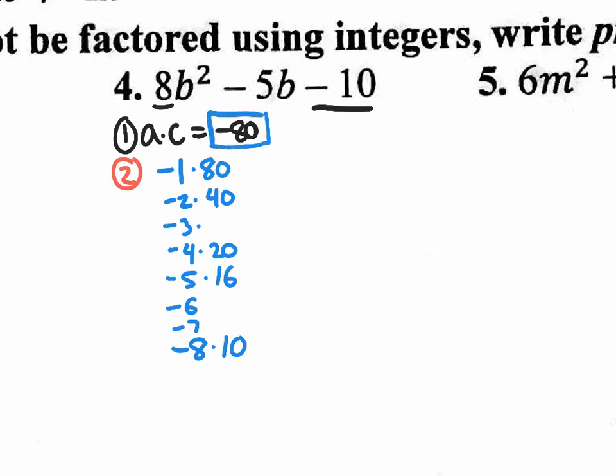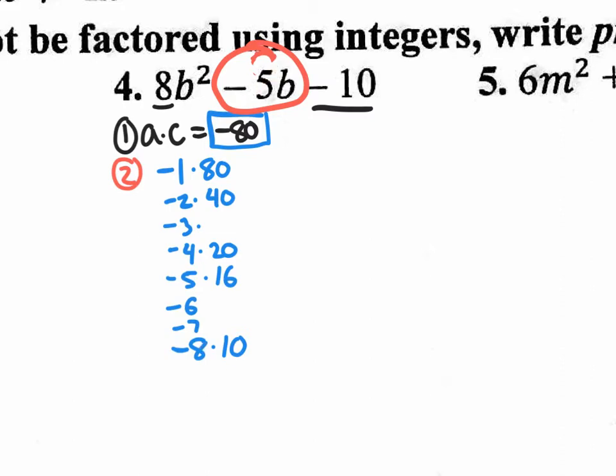Now, which of those pairs of numbers combines together to give you the b value, which happens to be negative 5, sorry. So it's none of those, right? If you start adding them up, negative 1 plus 80 is 79. This is 38. This is 16. This is 11. This is 2. So none of them give you negative 5.